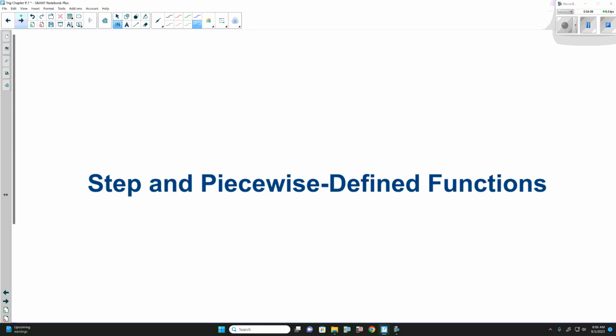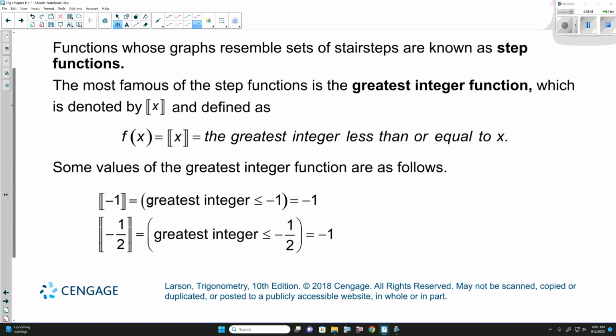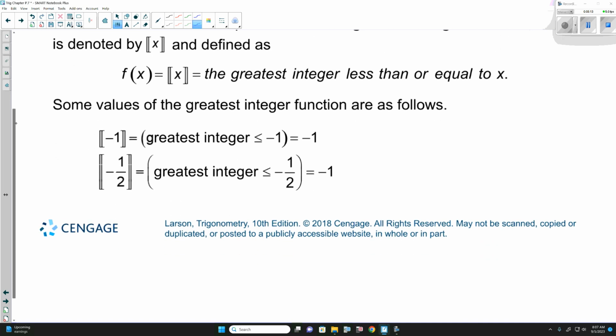And I mean, for the most part, we know all these here. Now, the one that we're not as familiar with is what we call the step function. The most famous of the step function is the greatest integer function, which is denoted by this here. F of x equals the step function, or the greatest integer less than or equal to x. So, if we looked at the step function for -1, the greatest integer less than or equal to -1 is, well, -1. -1/2. The greatest integer less than or equal to -1/2 is still -1.